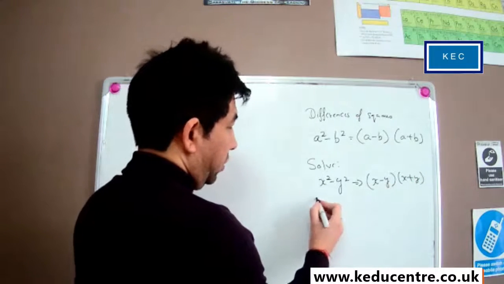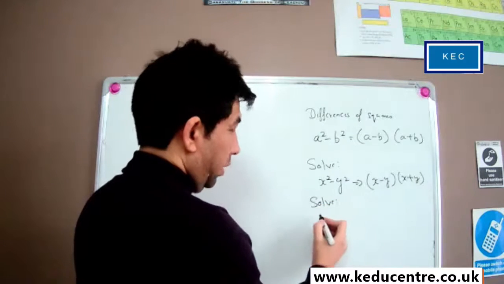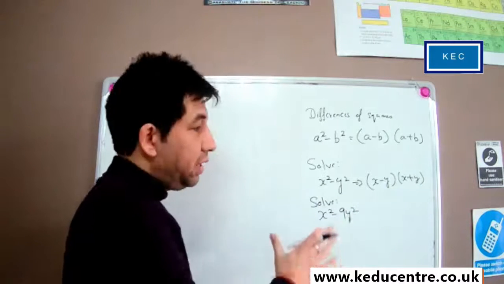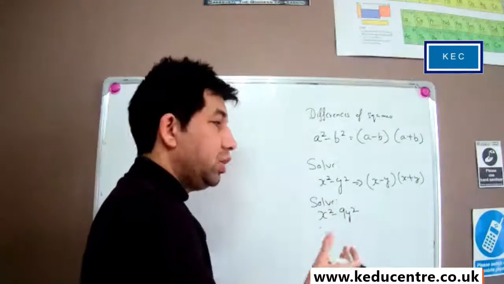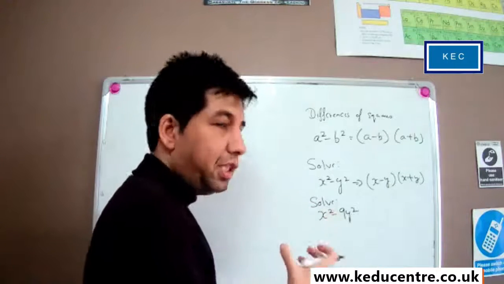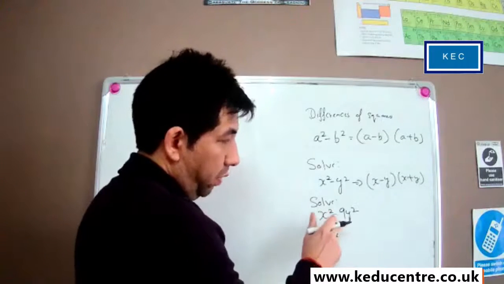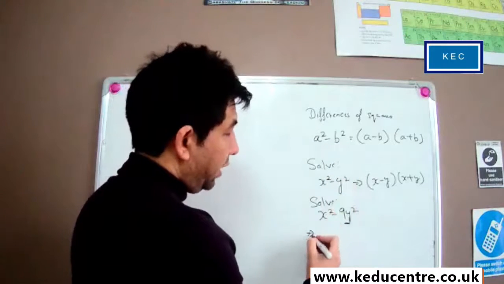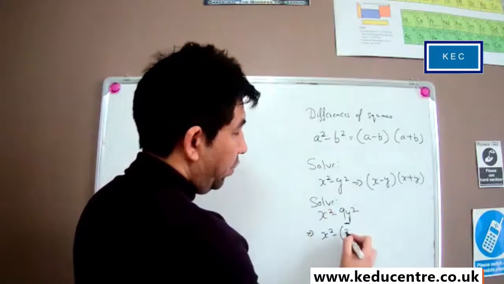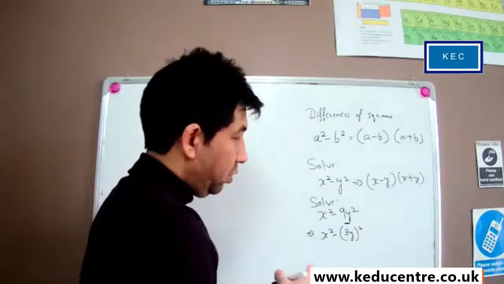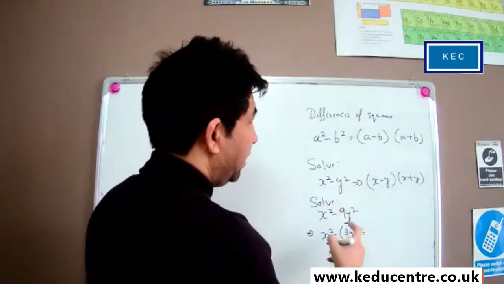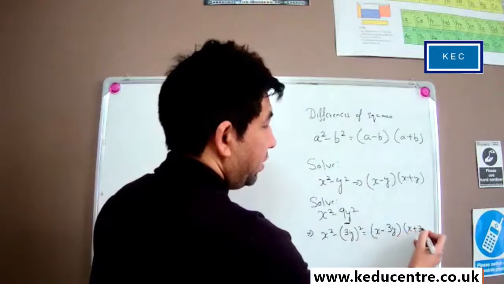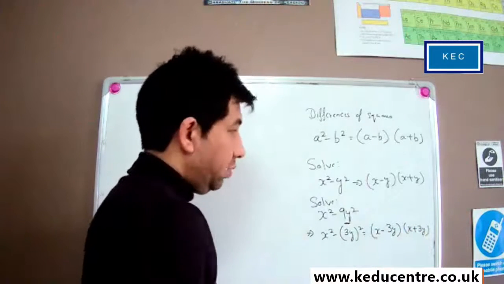Now let's try one more question. Suppose we need to factorise x square minus 9y square. This is not in the form of a square minus b square, so we need to make sure we can turn it into that form. How can we do that? We're going to make 9y square into the form of b square. So this can also be written as x square minus (3y) whole square. Now it is in the form of a square minus b square, so this can be written as (x minus 3y) into (x plus 3y). That will be the answer in this case.